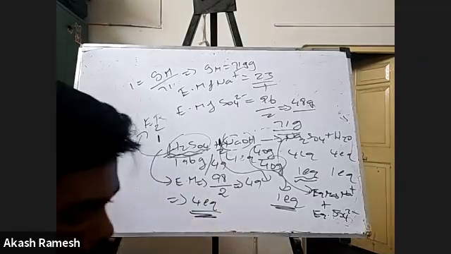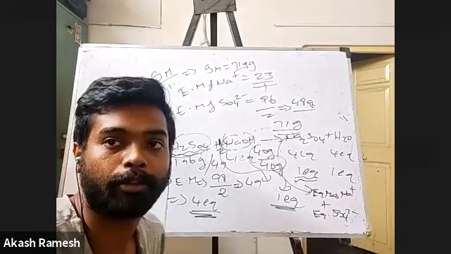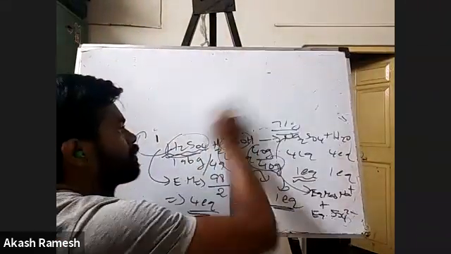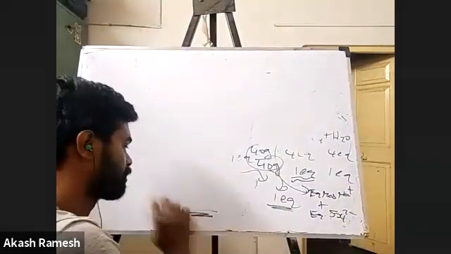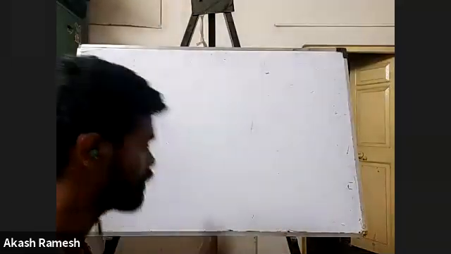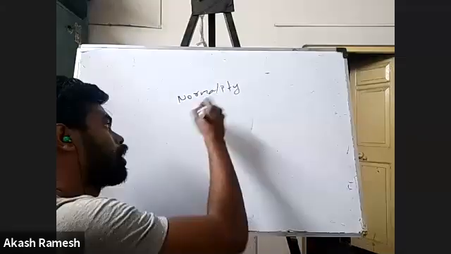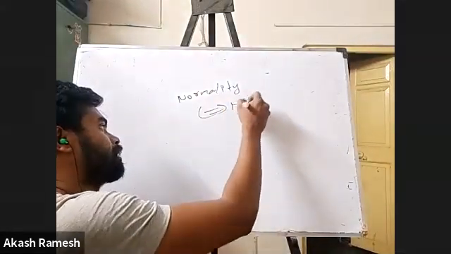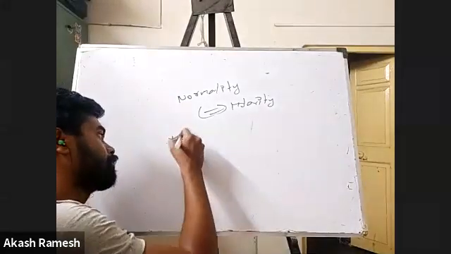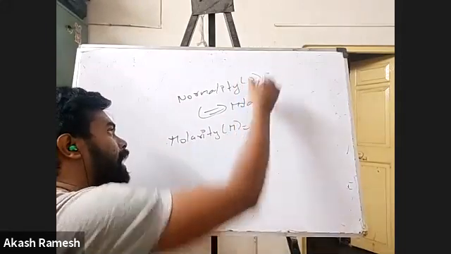Oh yeah, and I forgot one more thing. The one more concept is normality, right? So normality is very similar to molarity. Now we know the molarity formula. Molarity is capital M, and this is capital N.